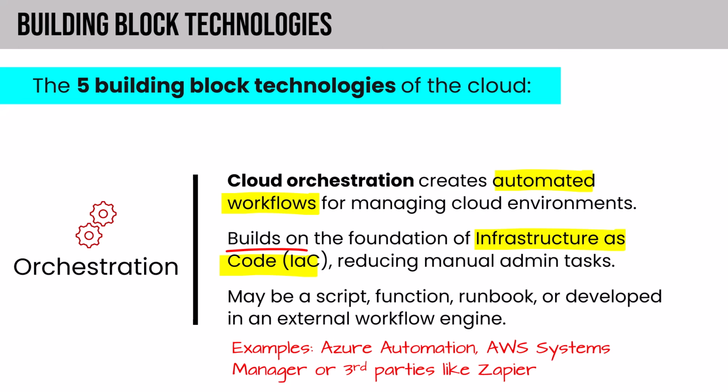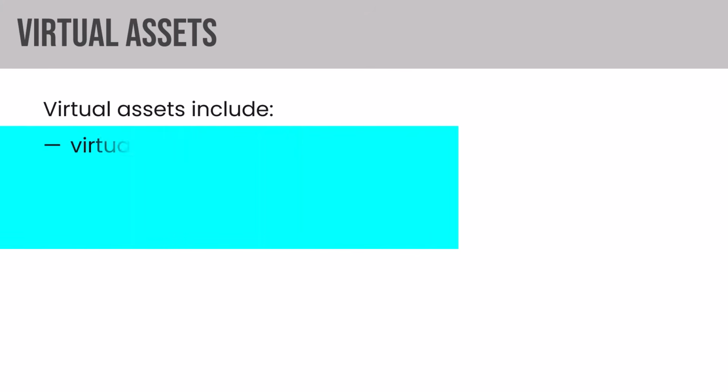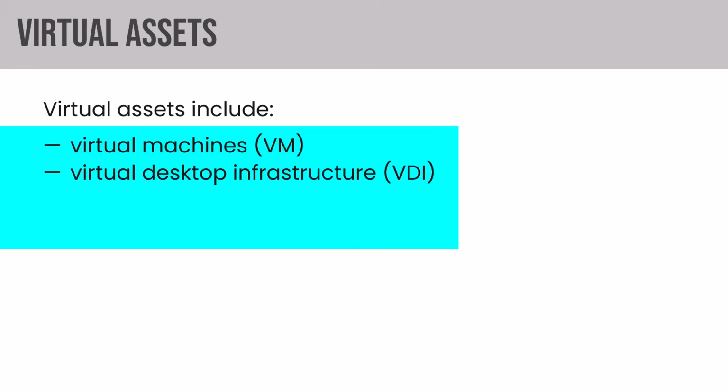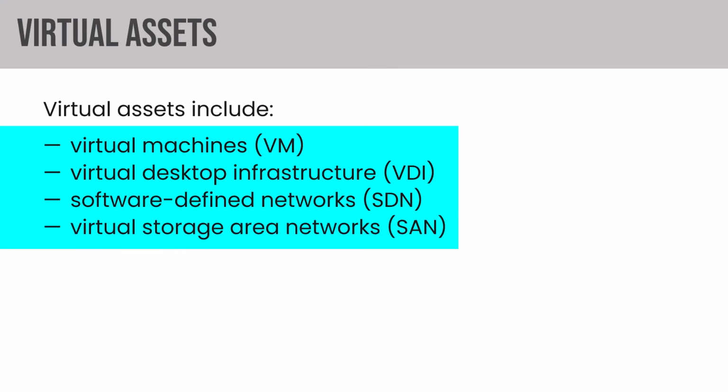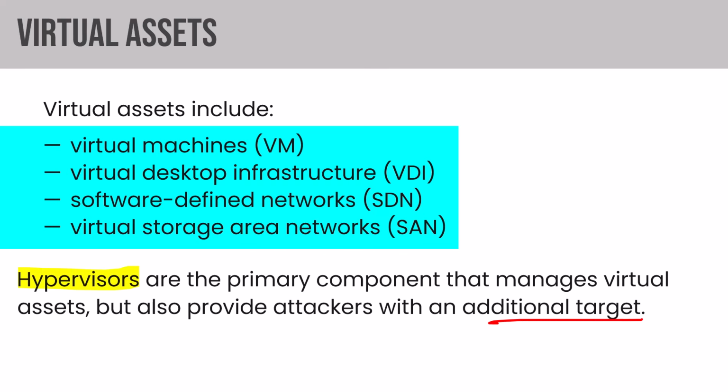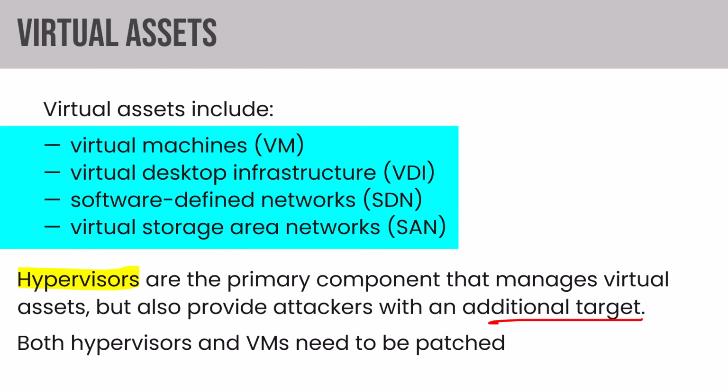We're going to close out section 1.1 with a look at some virtualization concepts you may see on the exam. So virtual assets can include virtual machines, which we talked about previously. Virtual machines can factor in a virtual desktop infrastructure or VDI solution, a managed desktop if you will. Software-defined networks and virtual storage area networks. So these are all virtualization concepts. And hypervisors are the primary components that manage virtual assets, but also provide attackers with an additional target. So both hypervisors and the VMs that run on them need to be patched and secured. So we have our compute, our network, and our storage.